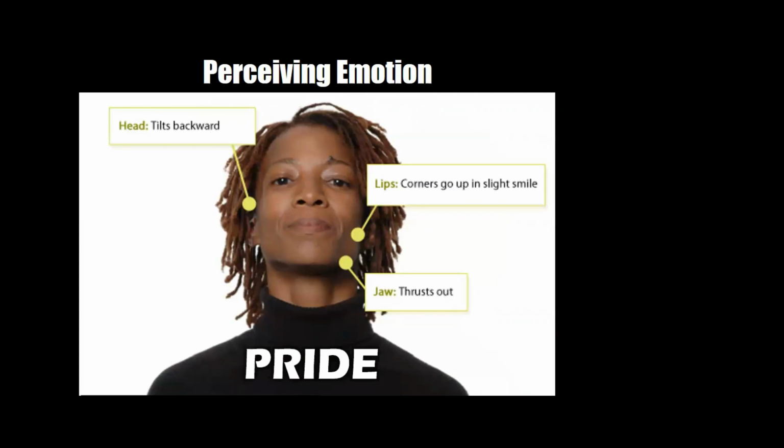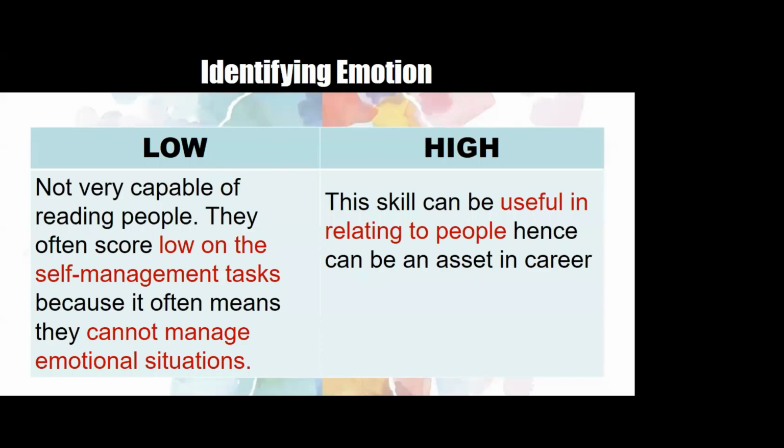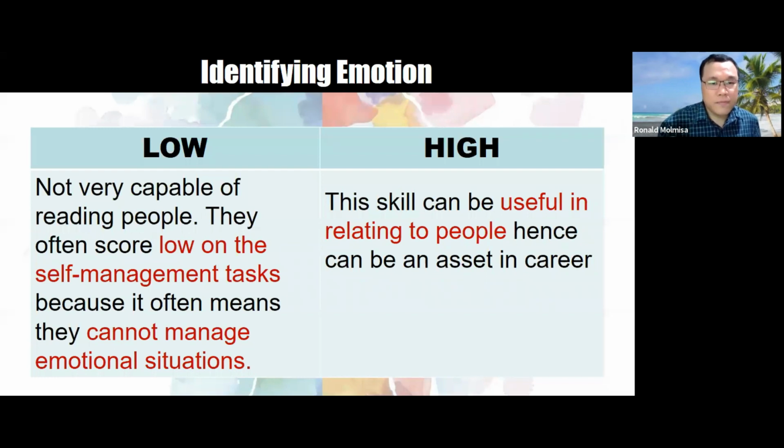Okay, so anong matututunan natin dito basically? Okay, pwede paki-turn off na po yung audio. In identifying emotion, if you're low on this, that means you're not capable of reading people. And ano implication yun? If you don't know how to read people, you may relate to them sa maling paraan din. So low on self-management tasks because it often means they cannot manage emotional situations. Yung isang tao, galit na, akala mo okay pa. That's why your response is also a mistake. If high, you can be useful in relating people.